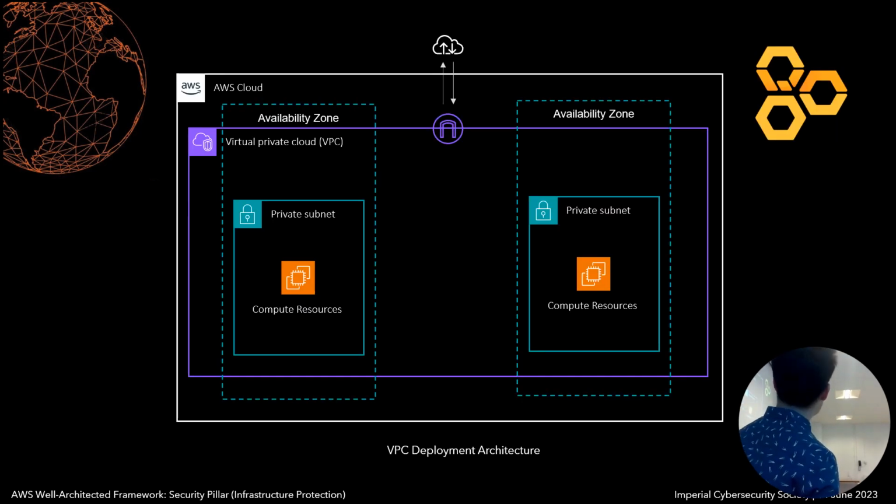Just to see it in a picture, as you can see over here, we contain all our resources within a virtual private cloud. These can include your EC2 instances, for example. Would AWS not have access to whatever is inside that private cloud?